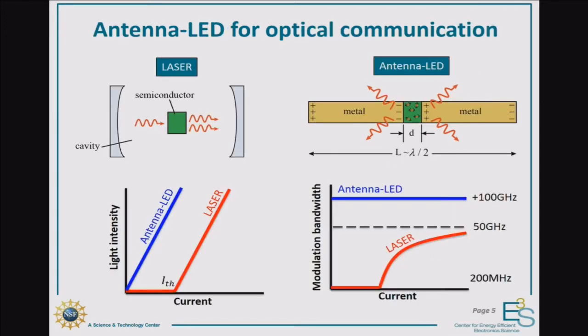And by doing this, we can now think of, instead of a light-emitting diode, an antenna LED. In fact, we can boost up the spontaneous emission rate so much that it is faster than the stimulated emission rate and faster than the laser. We can modulate these devices in excess of 100 gigahertz.